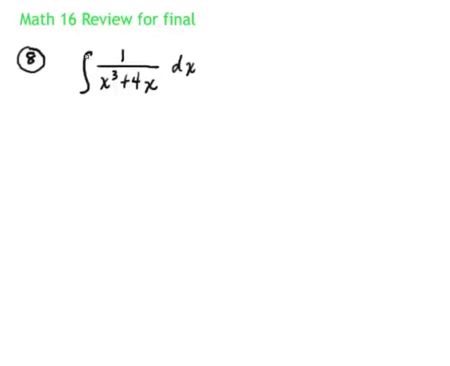In number 8, we have another partial fractions integral. Let's start by factoring the denominator.